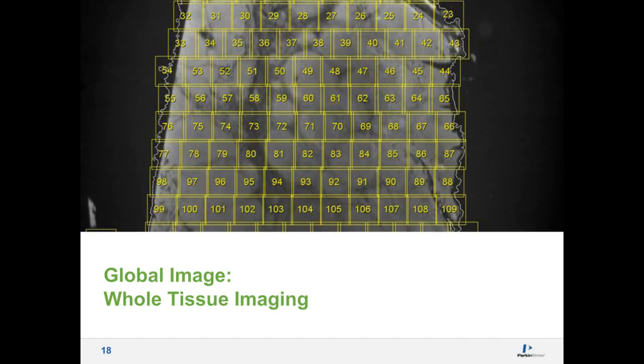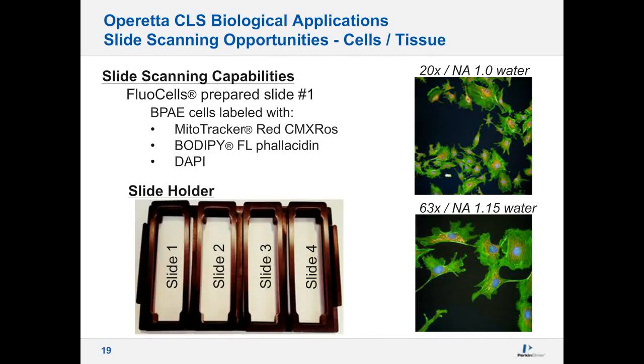So as Yeka mentioned, global image is another method, and I want to talk to you a little bit more about using this particular technology, this application, to look at whole tissue imaging. So really approaching things that people may be doing in the digital pathology world. So we can actually load up a slide. This folder will hold 4 slides.